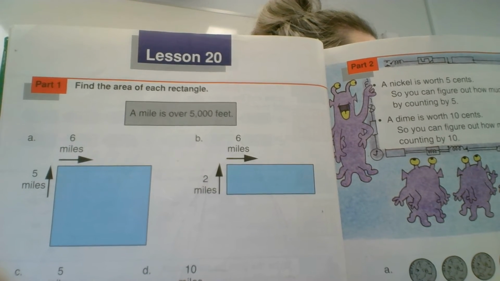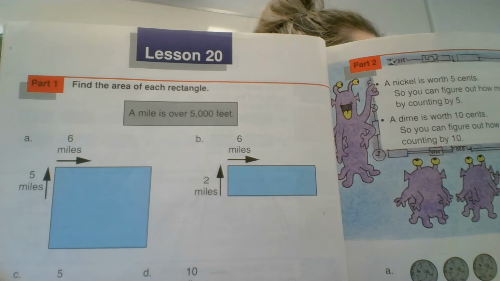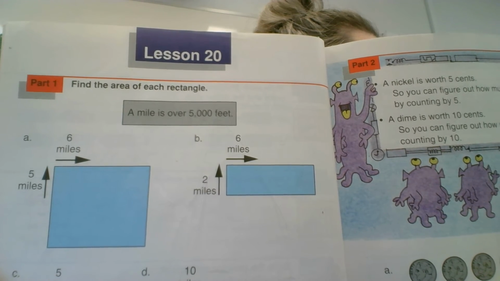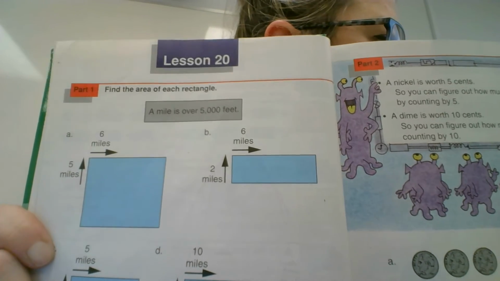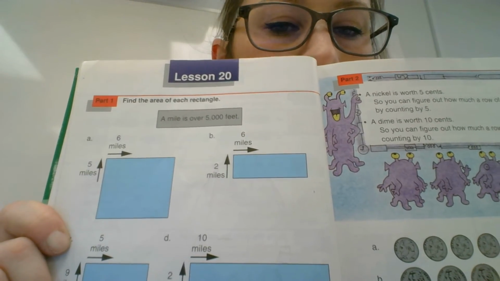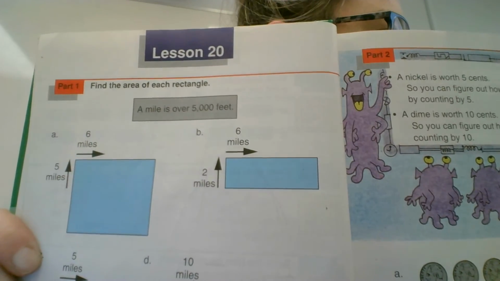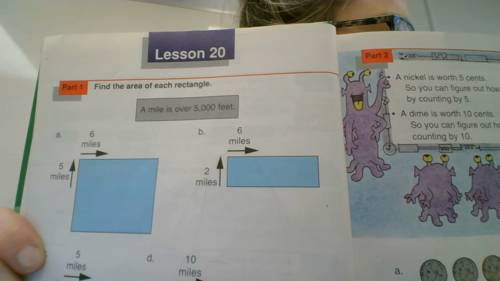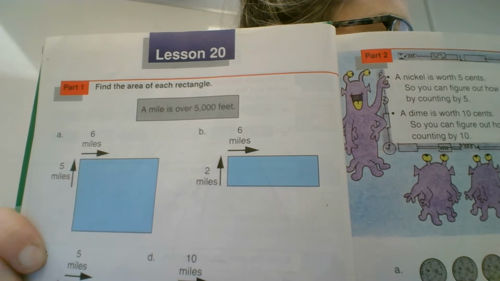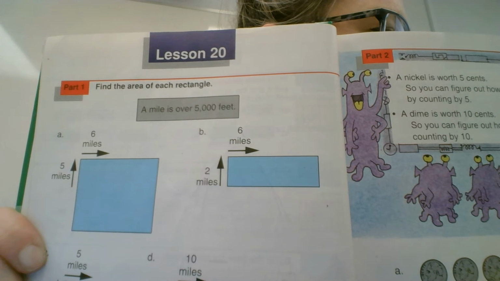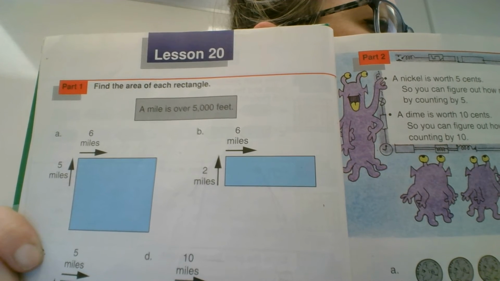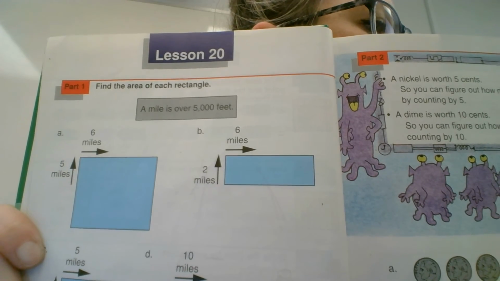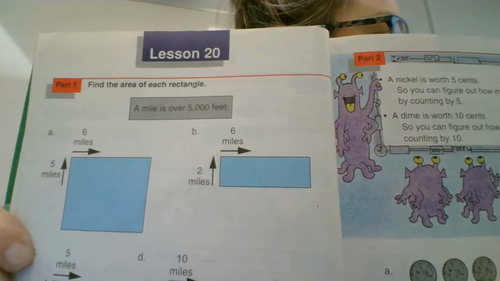Touch area problem A. The units are miles, so what unit goes in the answer to this area problem? Square miles. Okay? Touch B. What unit is shown? Miles. So what unit goes in your answer? Square miles. Use line paper. Find the area of each rectangle. Write the multiplication problem and the number answer. Then write square miles for that unit.